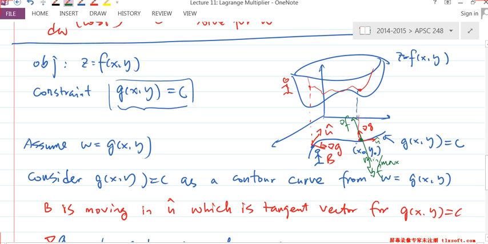If this x naught, y naught location corresponds to a min or max along the curve traced out by this red guide, then del G and del F must be parallel. Okay? So, let me write it down in here.